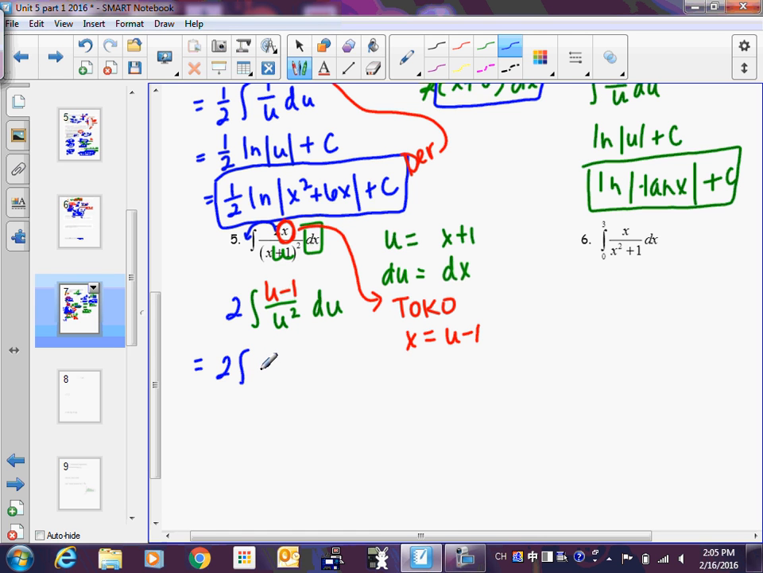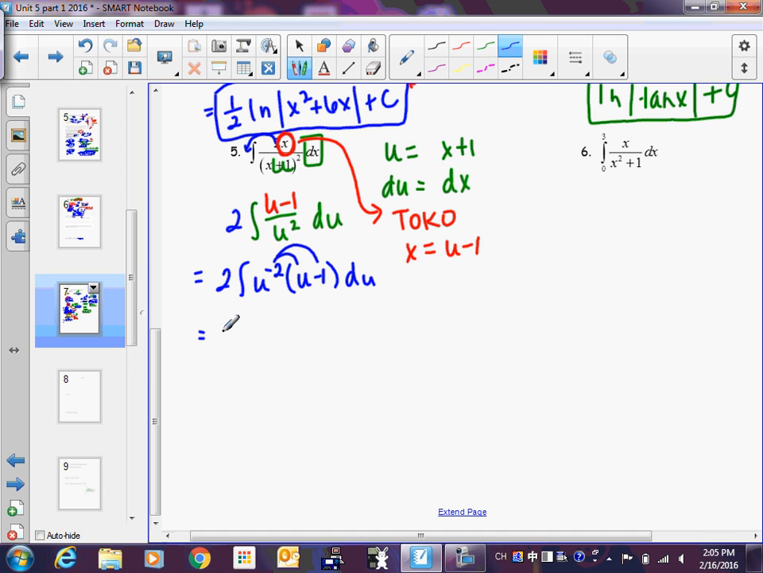Remember with TOCO, the way we finished the problem was we distributed. So watch what I'm going to do. I'm going to change this u squared into u to the negative 2. Whoa. All right? And then I'm going to distribute. This is similar to what we did with other TOCO problems.